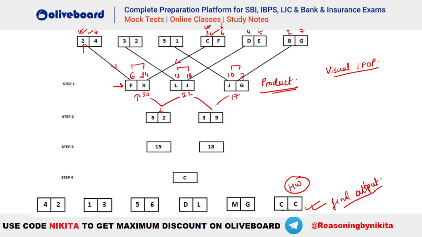And similarly, 22 plus 17 gives you a 39. So this is nothing but the normal sum of the values that we have. Now, what about this one here? You can see how do we arrive at this 15 and how do we arrive at this 18.